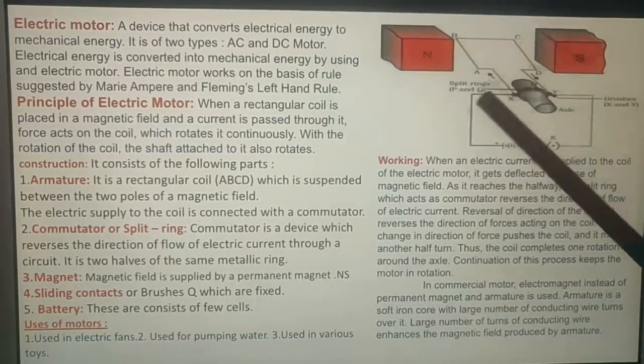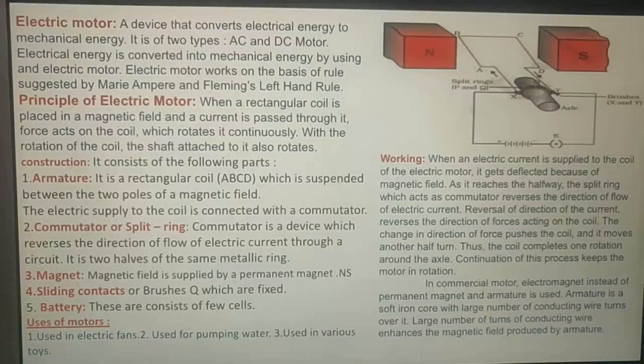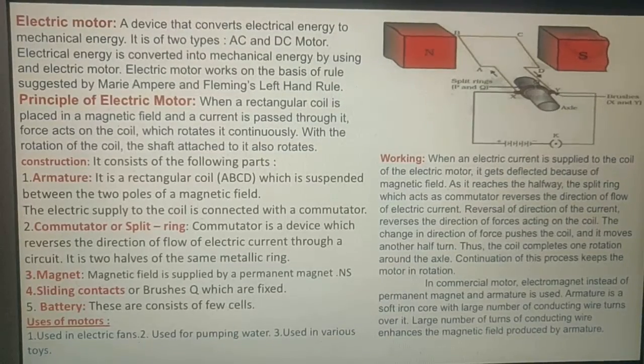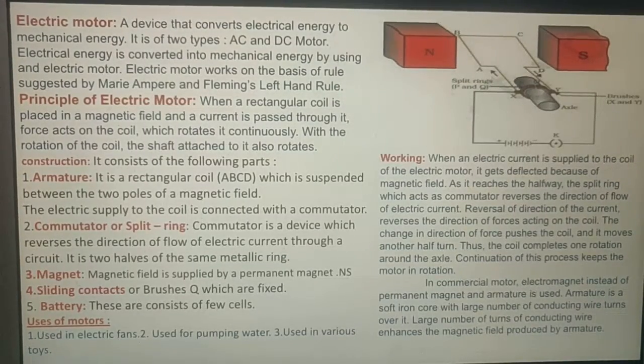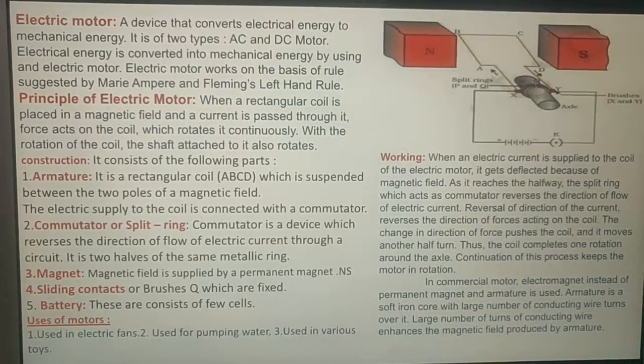By that time this rectangular coil goes on rotating. Thus the coil completes one rotation around the axle. Continuation of this process keeps the motor in rotation.